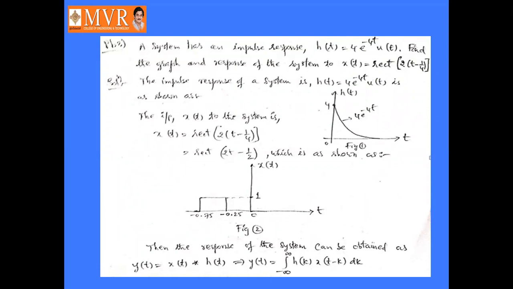Here the impulse response is given, that is h of t equal to 4 into e power minus 4t into u of t. Find the graph and response of the system to x of t equal to rect of (2t minus 1) by 2. It was solved with three conditions: t less than 0, t greater than 0, and t equal to 0. Already in the last class we discussed t less than 0.